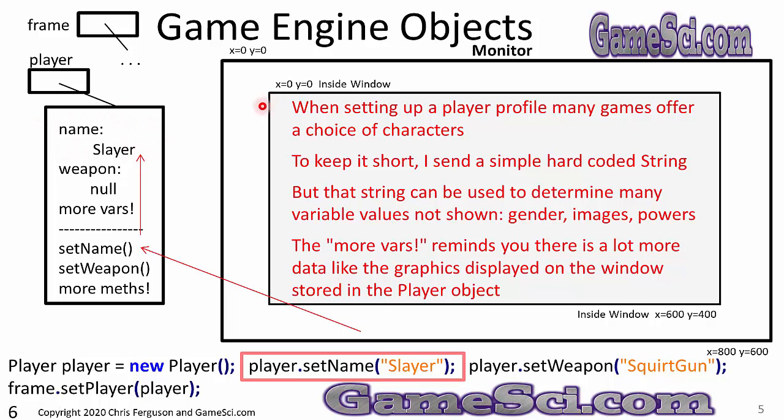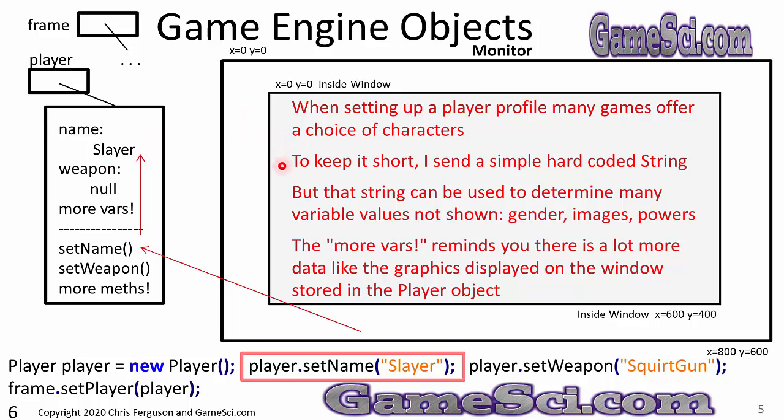When setting up a player profile, many games offer a choice of characters. You've seen this. The game starts up, it says which character you want to play. It puts up a screen with like 8 different characters on it, and you move the cursor or the controller to say that's the one I want, and you say select that character. That's what we're doing. This person selected the character Slayer.